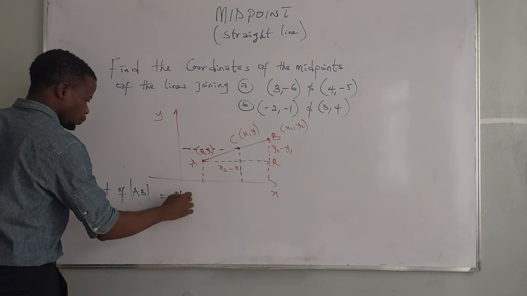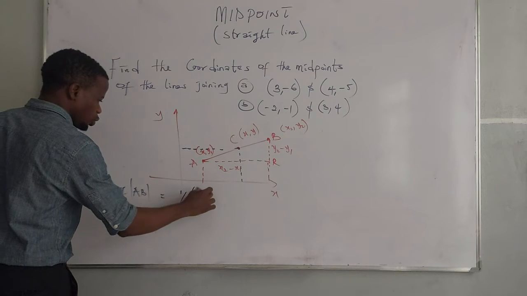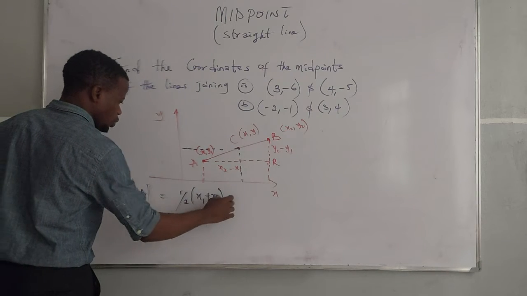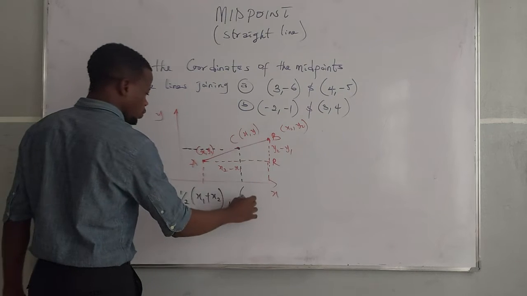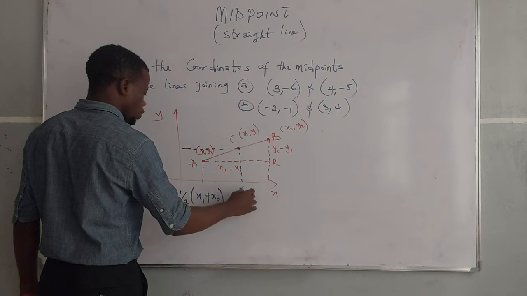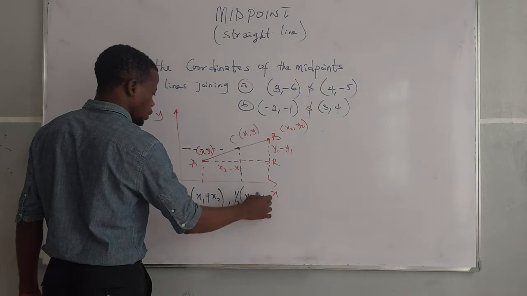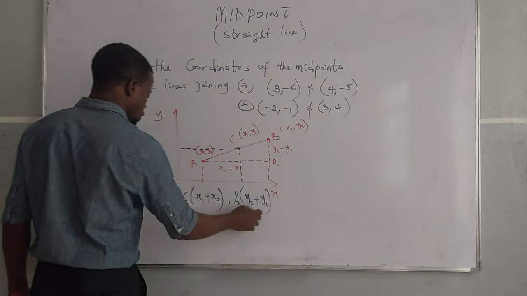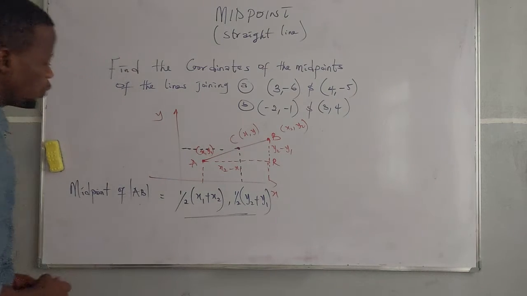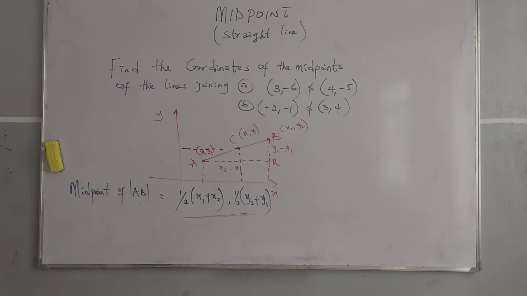So that should be what? Half of x1 plus x2, then comma, you have what? Half of y2 plus y1. This is the formula for the midpoint of a straight line.